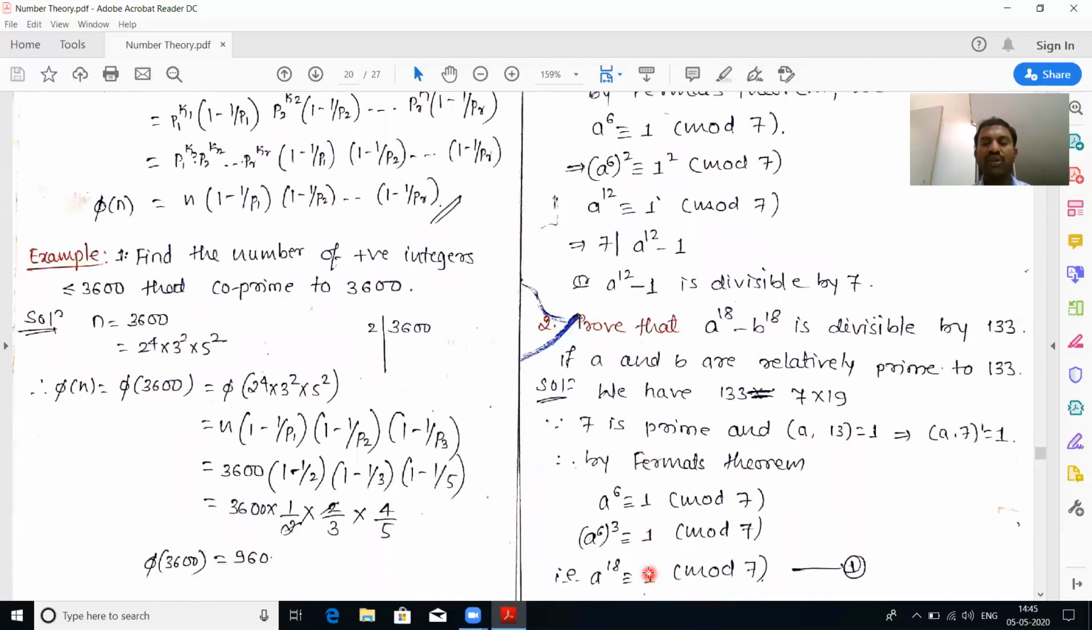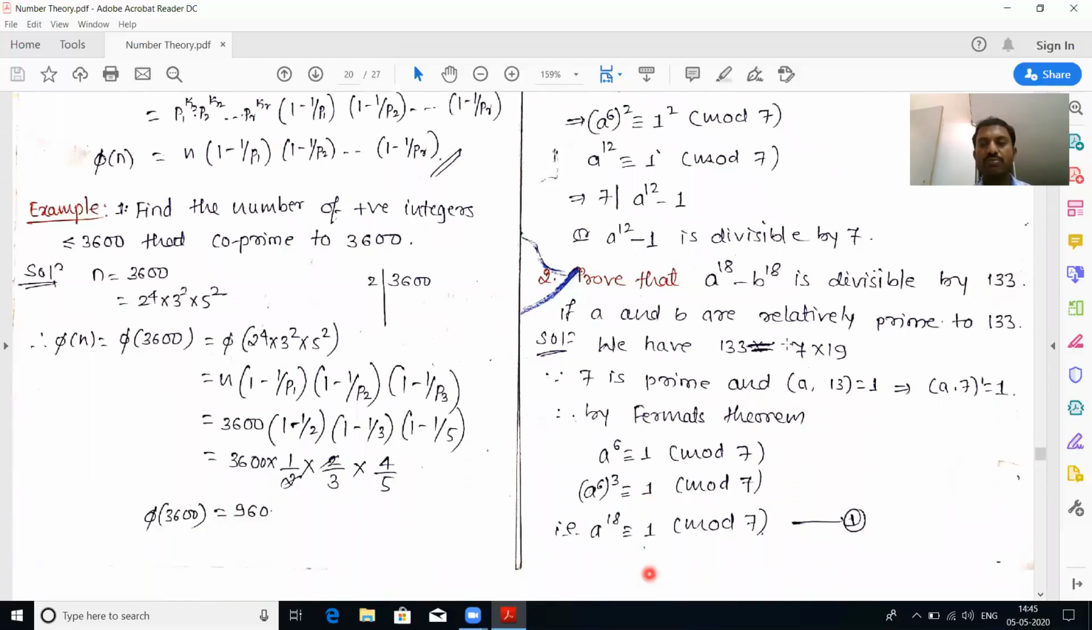Next, the second one. Prove that a raised to 18 minus b raised to 18 is divisible by 133 if a and b are relatively prime to 133. Yes, if a and b are relatively prime to 133, then we need to prove that a raised to 18 minus b raised to 18 is divisible by 133. So again, I will use Fermat's theorem itself.